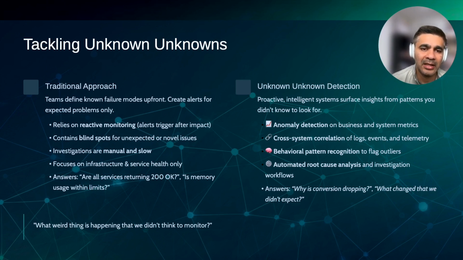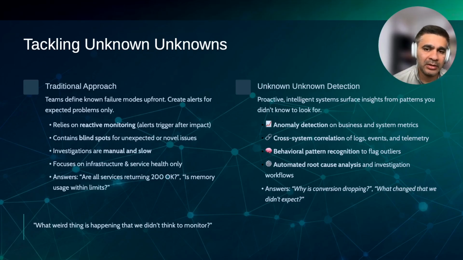Unknown detection takes a completely different approach. Proactive intelligent systems surface insights from patterns you didn't know to look for. This includes anomaly detection on both business and system metrics, not just CPU spikes, but unexpected drops in conversion rates or unusual payment patterns. For example, 3DS in France may be failing for certain card types. Your systems are still healthy, as this might be a very small dip for a small subset of your users. But in the overall revenue scheme, this is still a revenue loss, which goes unnoticed and could have been easily avoided if you are looking for these unknowns.